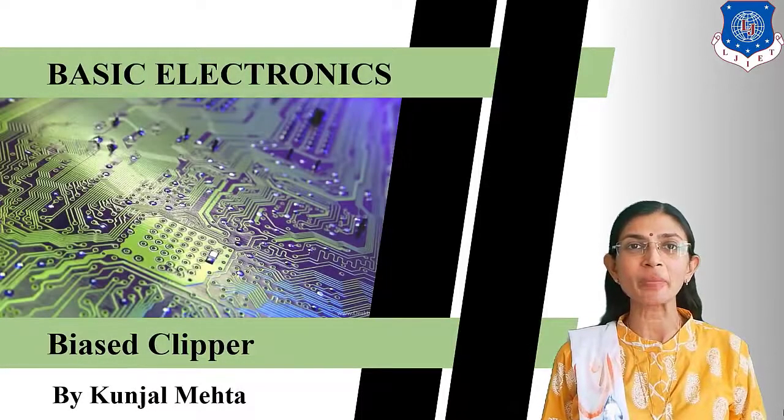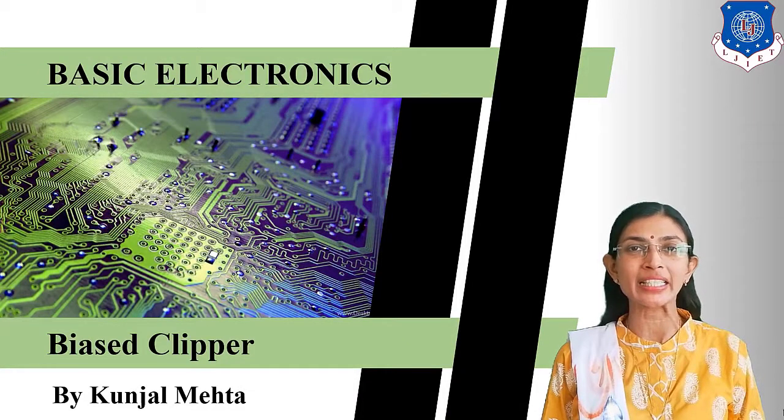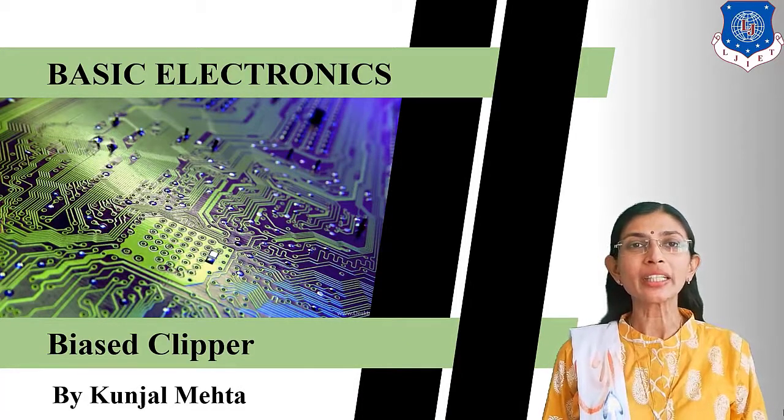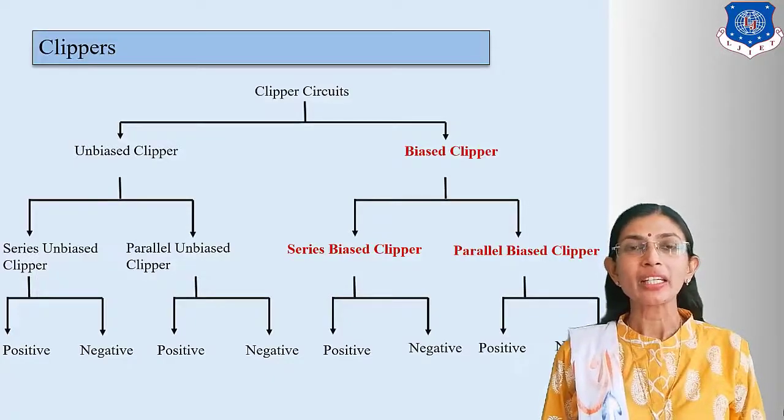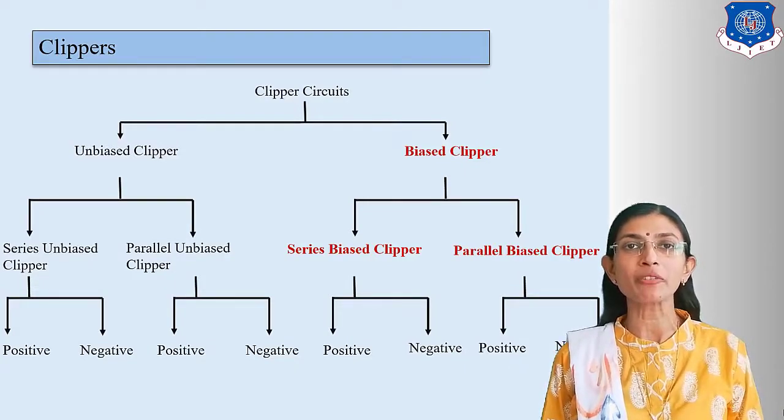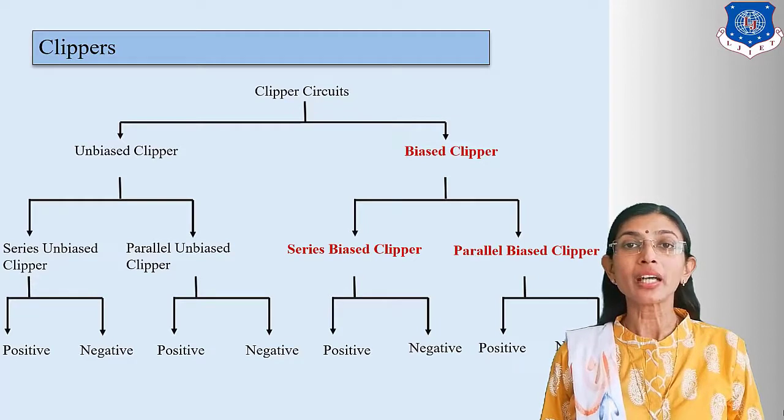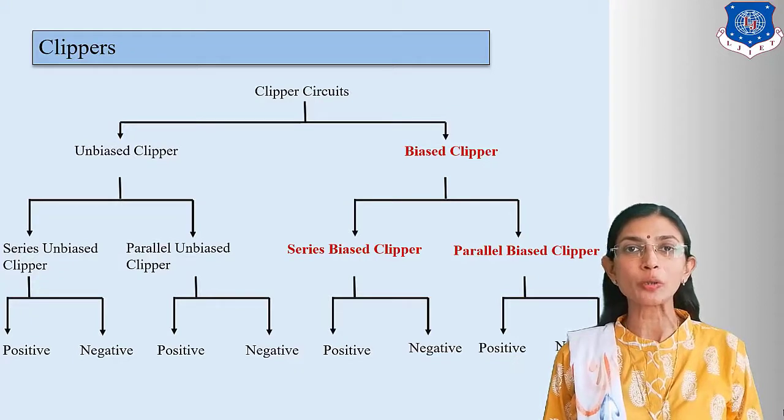In today's session I am continuing with the diode circuits and its applications. So that topic is biased clipper. Let's start with the clipper's classification. By definition, the clipper is the diode circuit which is used to remove the unwanted portion of the input signal. Clipper circuits can be designed in two ways.